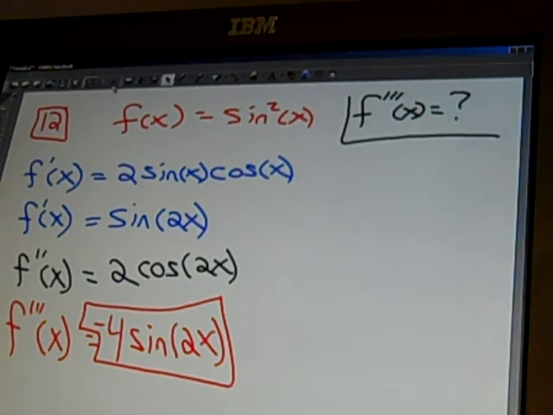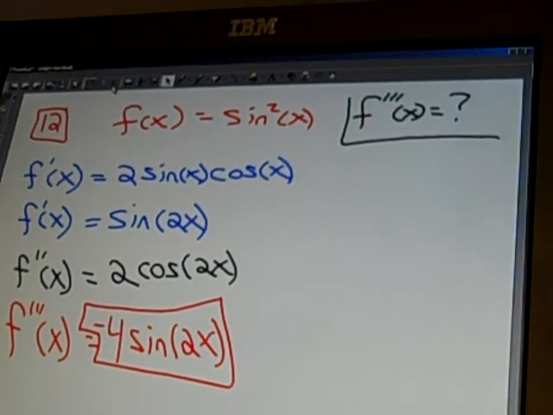Okay. So, there you go. Can you stop it? Yeah, press the red button.